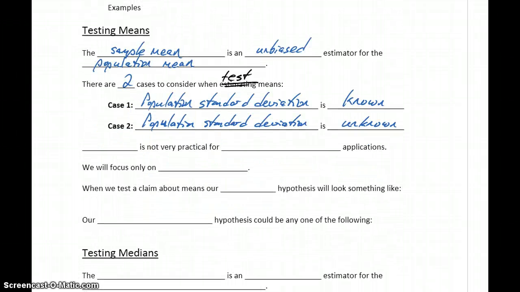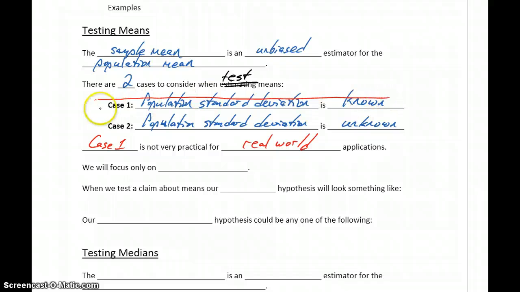So we talked about these two different cases with confidence intervals for means. And if you recall, we talked about the idea that case one is not very practical for real-world applications. When we talk about real-world applications, there are very rarely any parameters or population measurements that we know. So this first case, we're just going to throw out, and we'll focus on case two. So cases where the population standard deviation is unknown.